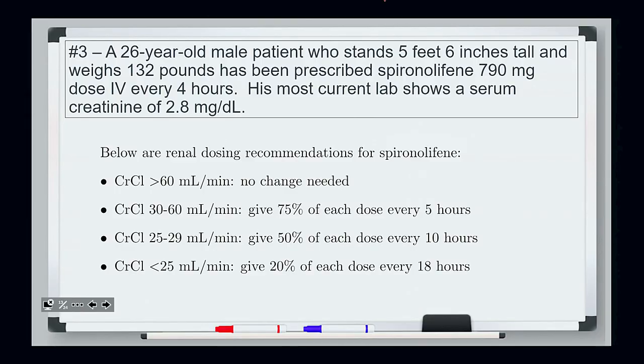All right, so we got some patient specifics. A 26-year-old male who's 5 feet 6 inches tall, weighs 132 pounds, has been prescribed spironolactone. I love my drug names. 790 milligram dose IV every 4 hours. And I give you his serum creatinine. We said serum creatinine above 1 is a little concerning. So if it's got a value of 2.8, is that kind of high? That's kind of high, so definitely thinking we should calculate the creatinine clearance to make sure his kidneys are functioning, because we do know this drug needs to be adjusted depending on the kidney function.